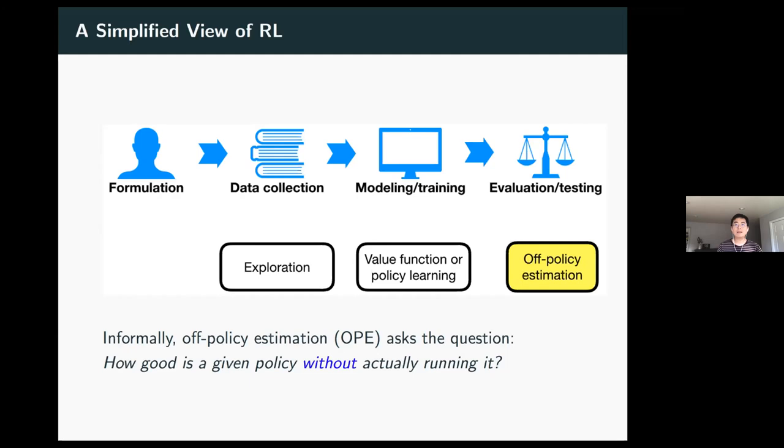see whether the output of the second step, the policy, is good or not. This is called off-policy estimation in reinforcement learning, and this is the topic that we are going to talk about today. And informally, off-policy estimation, or OPE, asks the following question. Given a policy, how can I tell whether the policy is good or not without actually running the policy on the real system? And this problem is very important in practice.